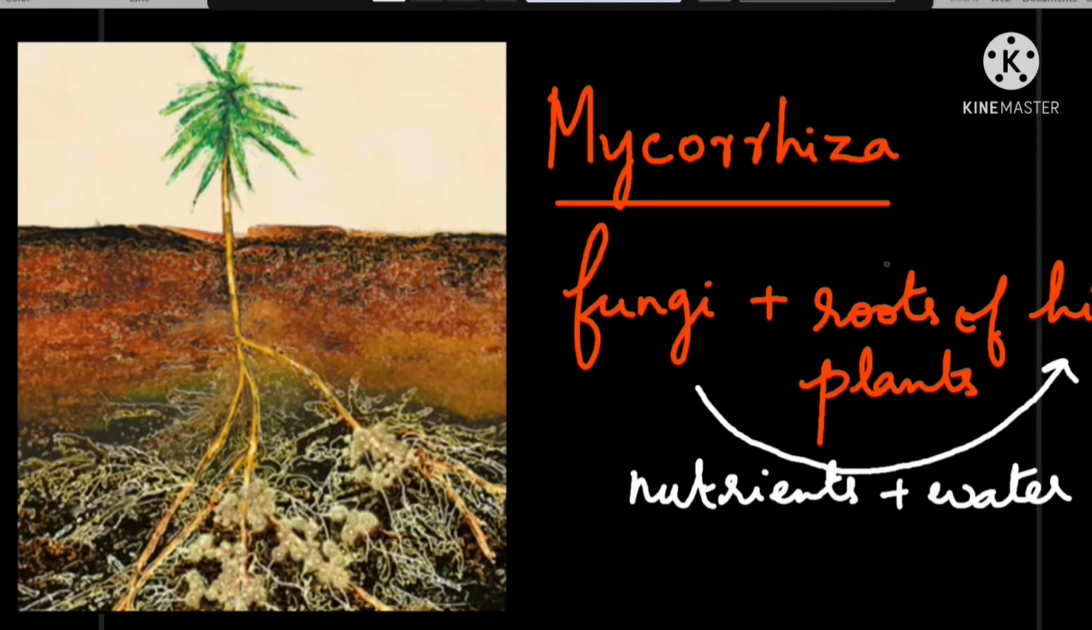In return, the higher plants will give to the fungi prepared food, as the plants have chlorophyll and fungi do not have. So this is how mycorrhiza is an example of a mutualistic relationship.